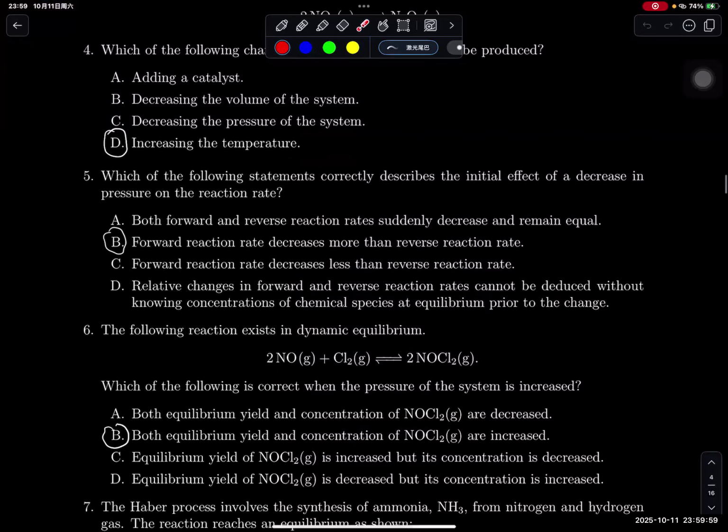Question 6. The following reaction exists in dynamic equilibrium. Which of the following is correct when the pressure of the system is increased? If you increase the pressure, Le Chatelier's principle forces this reaction to minimize that pressure increase. Therefore, you want to shift to a direction with fewer gas moles present, which is the forward direction that's being favored. Which means that we're going to increase the yield of NOCl2. That's what selection B is saying.